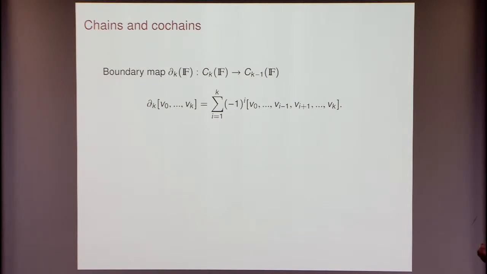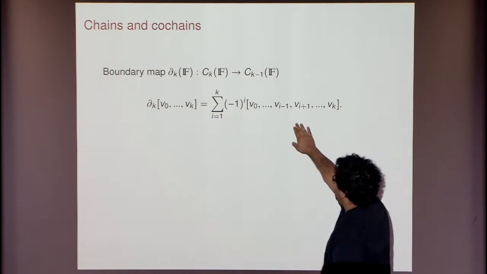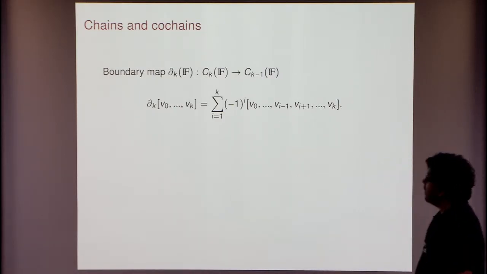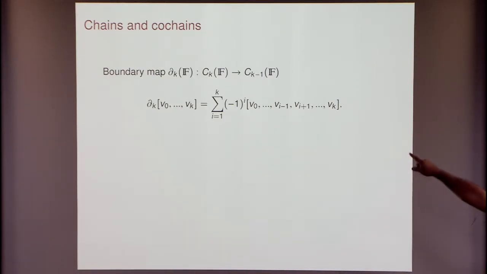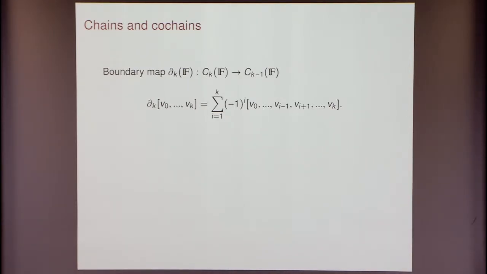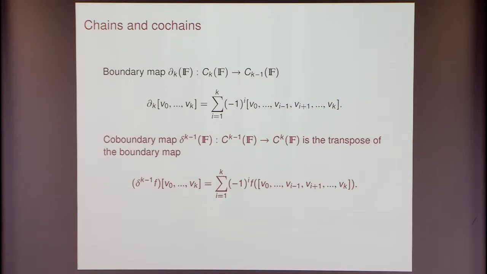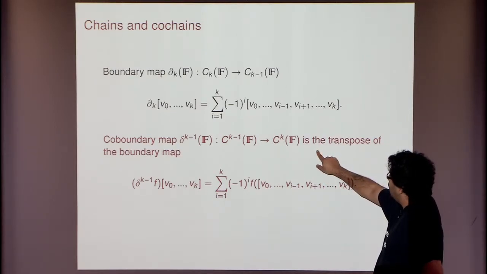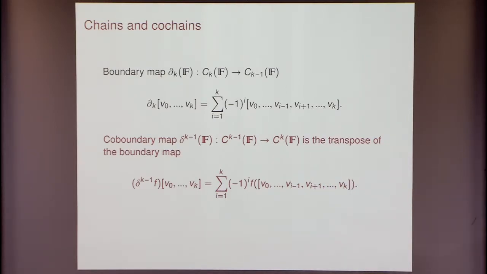Now, the boundary map can be defined, again, as this operation where you take a point out, and then you take the alternating sum of the subvertices. I'll actually show you a picture of this so you don't have to parse it. And now, this is in red. I'll tell you why this is in red. The co-boundary map is sticking it in and then doing something very similar. It can also be thought of as the transpose of the boundary map.